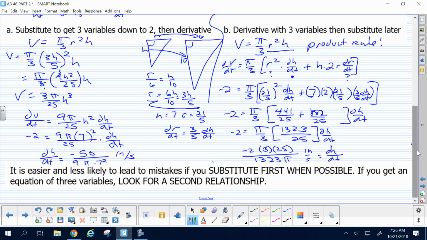The product rule leads to a lot of mistakes, and so I'd suggest you substitute before you do your calculus when you have 3 variables. Look for another relationship and substitute first.